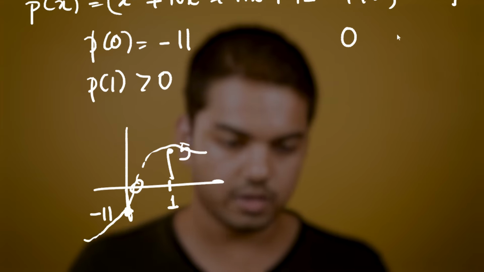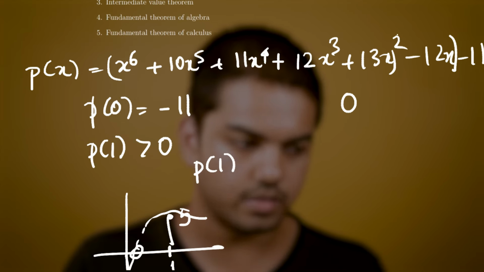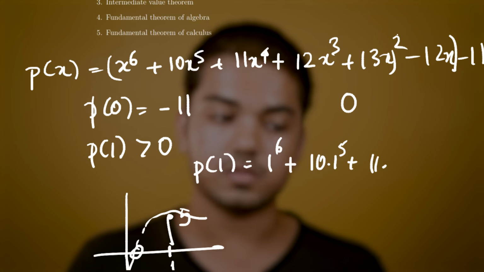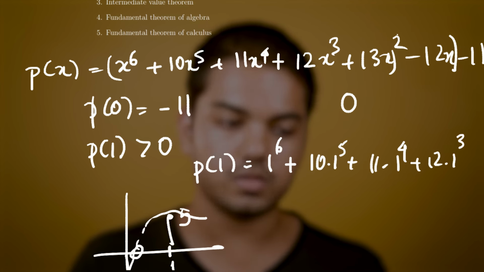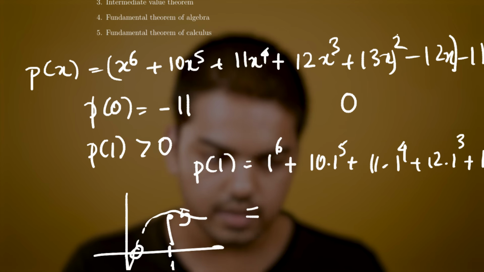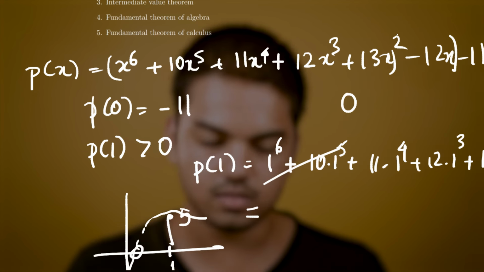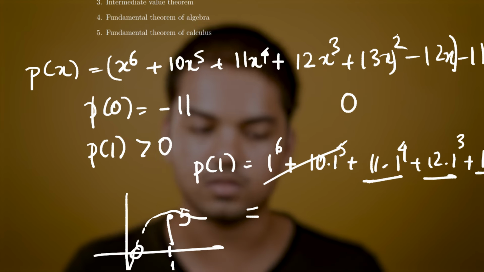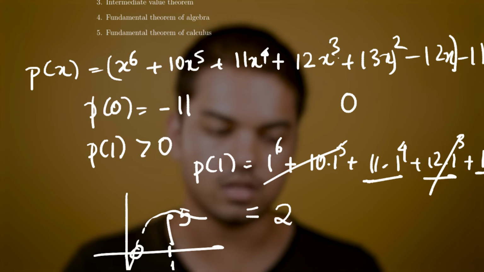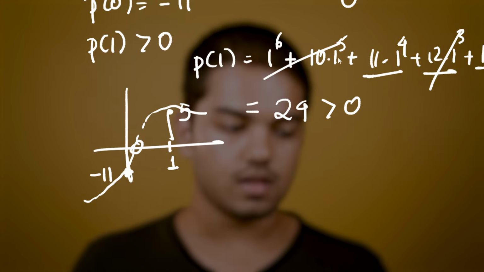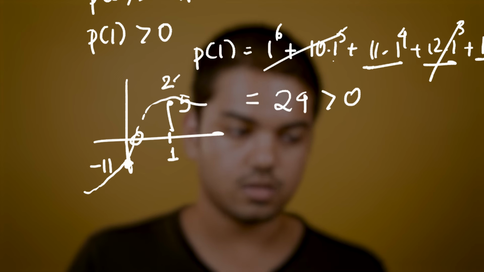So p of 1, when we plug it in, is going to be 1 to the 6 plus 10 times 1 to the 5 plus 11 times 1 to the 4 plus 12 times 1 cubed plus 13 times 1 squared minus 12 into 1 minus 11. And it doesn't take a lot of work. So the 1 plus 10 cancels out with the minus 11. We have an 11 here, we have a 12 here, a 13 here, and a minus 12. So these will also just cancel, and you just have 24, just decidedly greater than 0. And so we get that at 1, the value of the polynomial is 24.